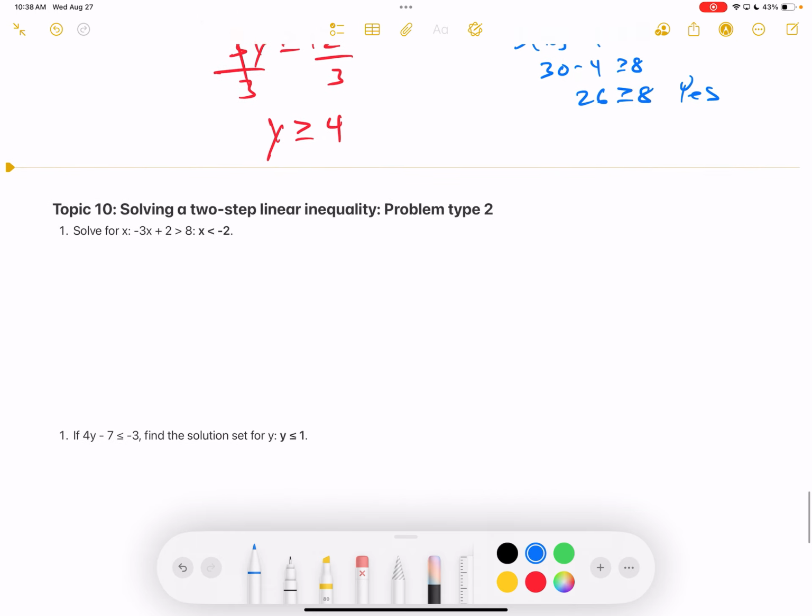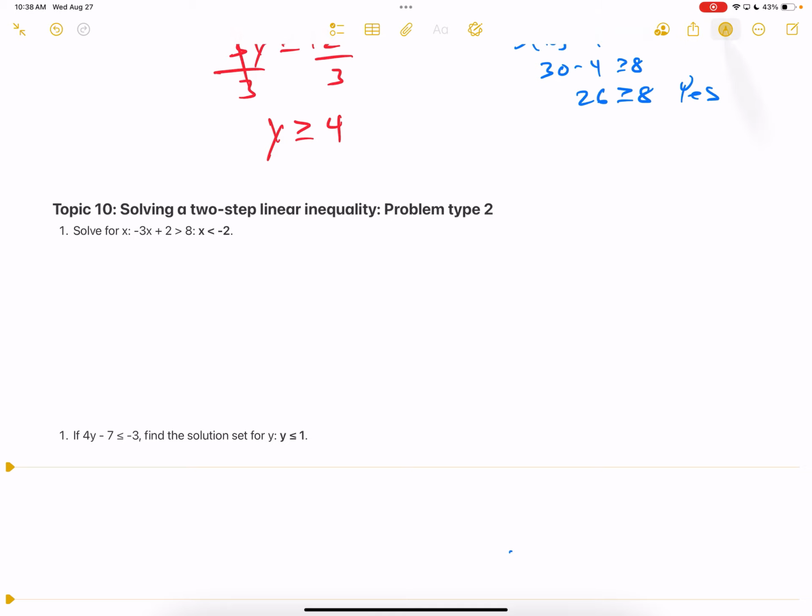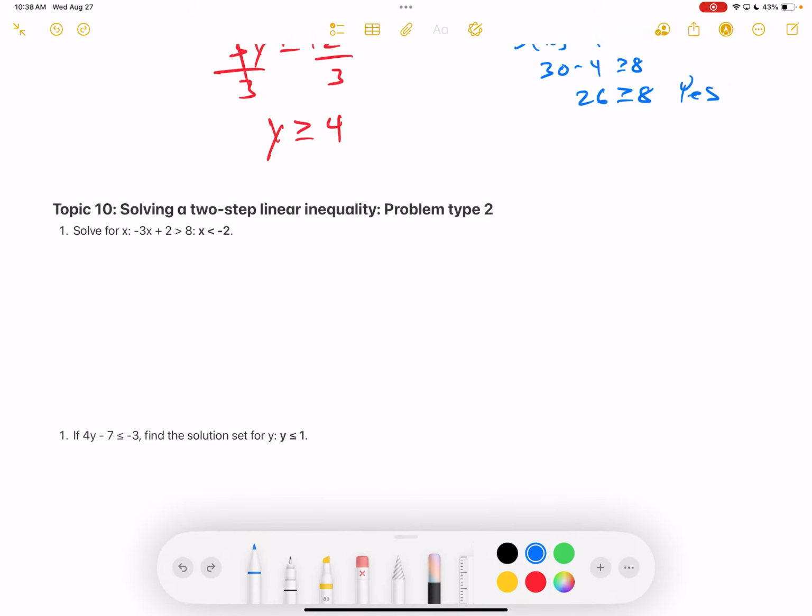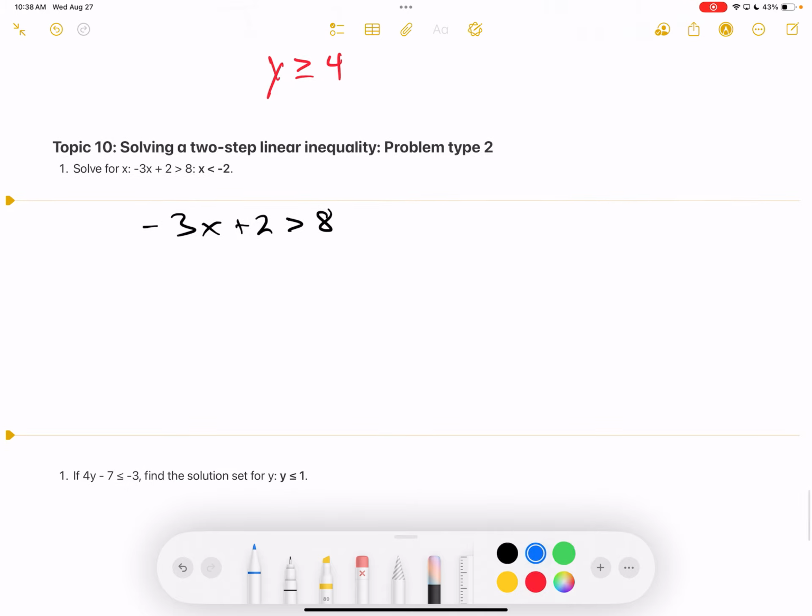All right, just a couple more topics. On this one, negative 3x plus 2 is greater than 8. I am going to subtract 2 from both sides. So I get negative 3x is greater than 6. And then I divide by negative 3. Hopefully alarm bells are going off in your head. You divided by a negative, so I need to flip the sign. When you divide by a negative, flip the sign.